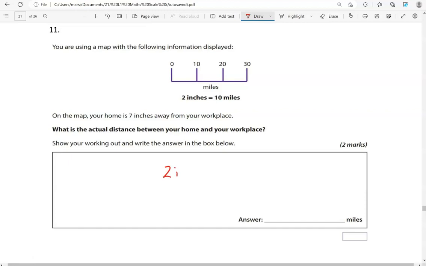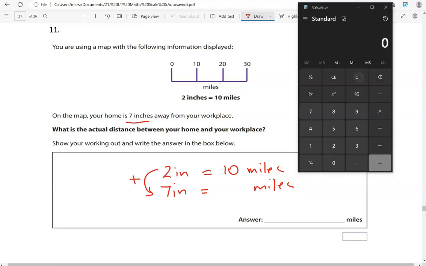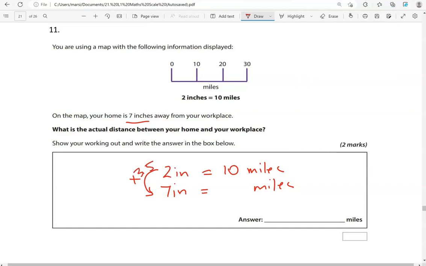So 2 inches equal 10 miles. What about 7 inches? So how do we get from 2 to 7? 7 divided by 2 gives us 3.5. So we'll do the same on the other side. 10 times 3.5 gives us 35 miles.